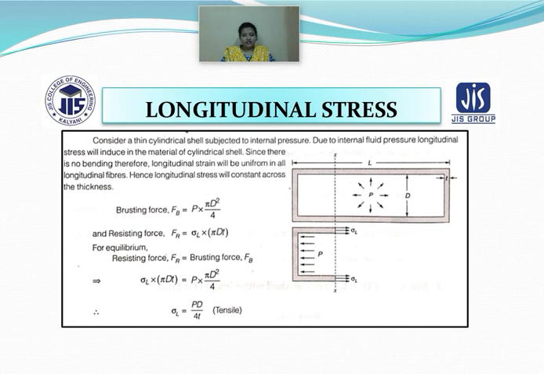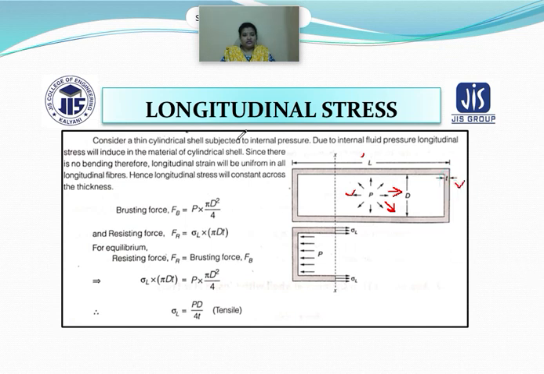Again, the process is the same. The body has to be in equilibrium, and if the body is in equilibrium, that means the bursting force is always equal to the resisting force. This is basically a thin cylinder with fluid inside, and this fluid is exerting some internal pressure on the wall. You have considered the length as small l, and the thickness as T.